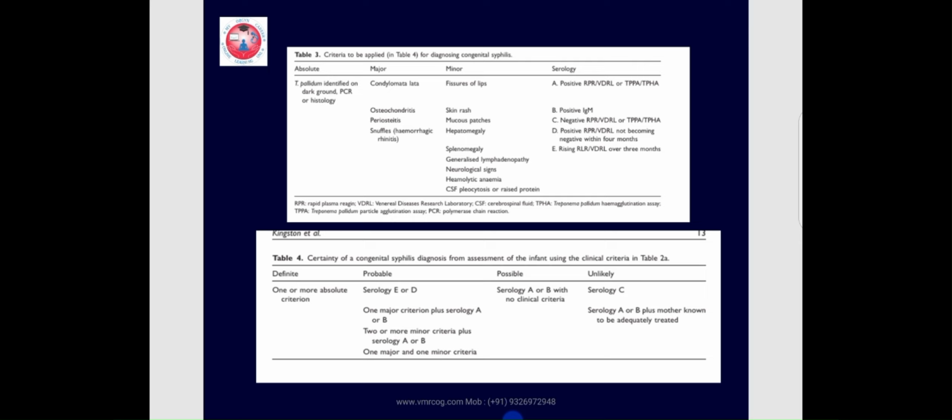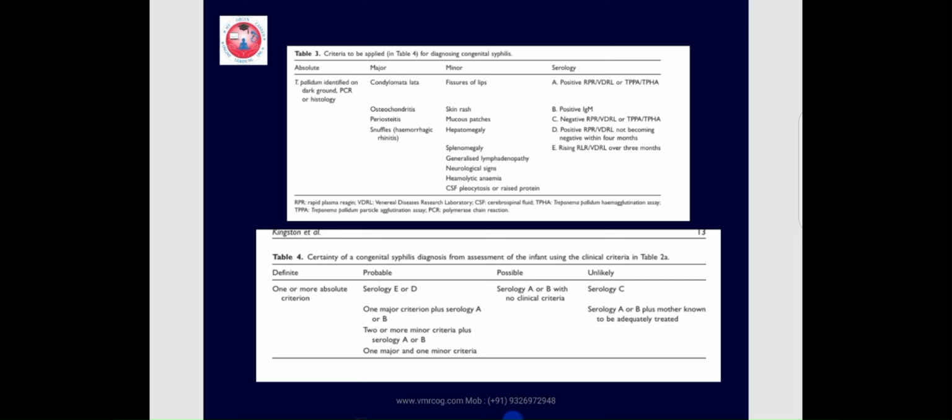And in serology there are 5 different types of picture you can see. They are labeled as A, B, C, D and E. A is where you have positive VDRL and RPR, or TPPA or TPHA is positive. B is positive IgM. C is negative VDRL or RPR, and TPPA or TPHA is negative. D is a positive VDRL or RPR which is not becoming negative within 4 months, and E is rising RPR or VDRL over a period of 3 months.